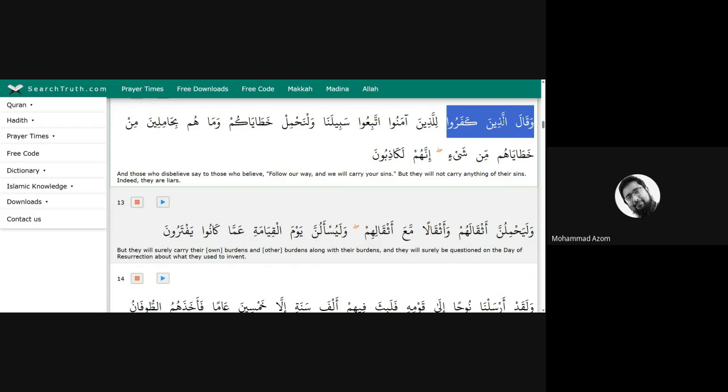So وَقَالَ الَّذِينَ. Qala means he said, but allazina is the outside doer. So those who said, and those who, allazina kafaru. This is also past tense. So kafaru, those who disbelieve, says.